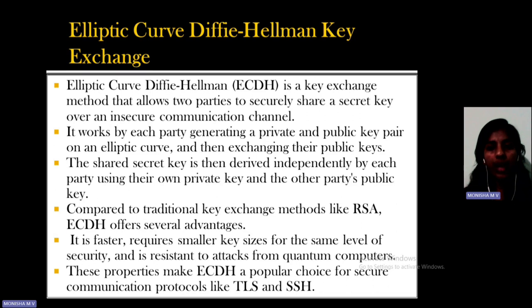Each of the two parties will generate both a private key and a public key on an elliptic curve, and they exchange their public keys during communication. The shared secret key is derived independently by each party using their own private key and the other's public key. Using their own private key and the public key of the other party, they will decrypt the message and decode it.